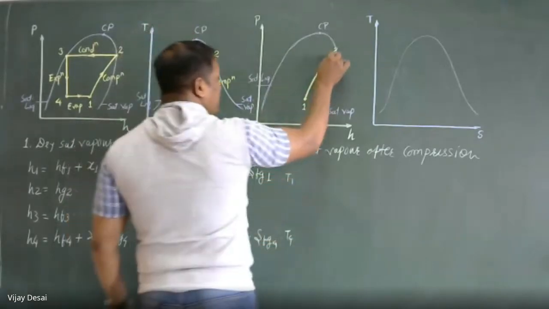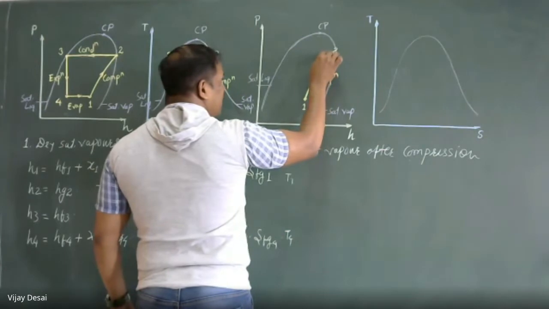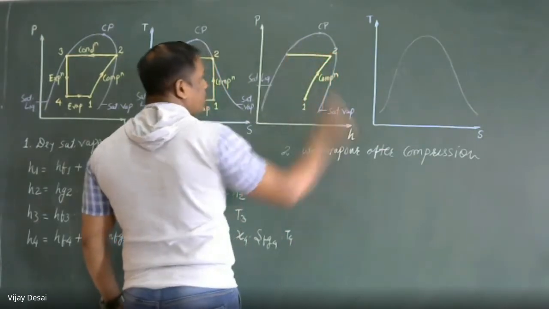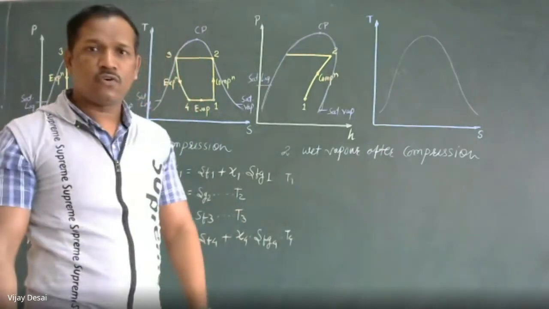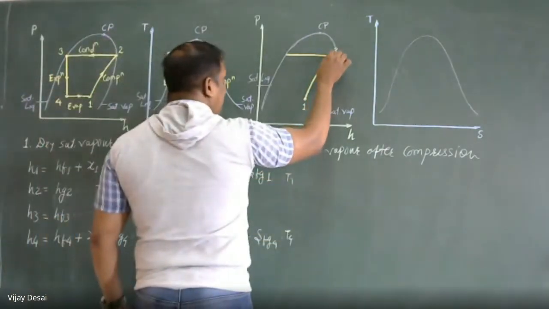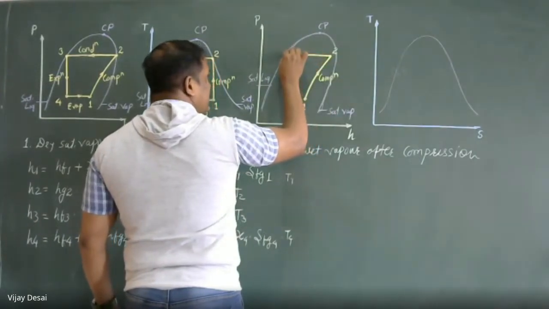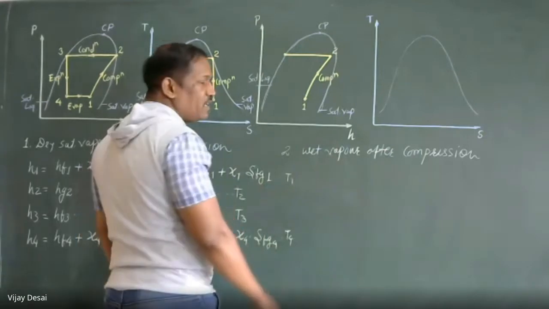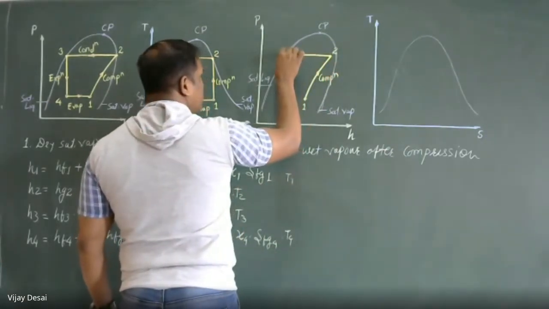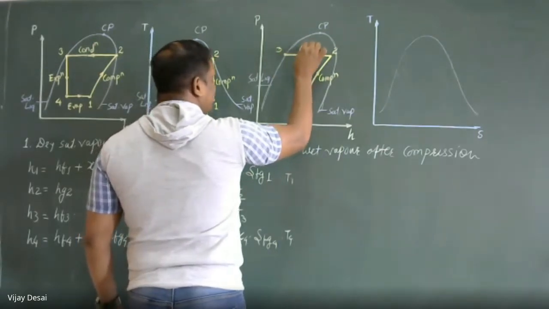After this, we supply this into a condenser. In the condenser, its latent heat is removed, temperature remains the same, and there is no effect on pressure. So at high pressure, temperature remains the same, and the phase gets changed to saturated liquid. So this is our condenser.